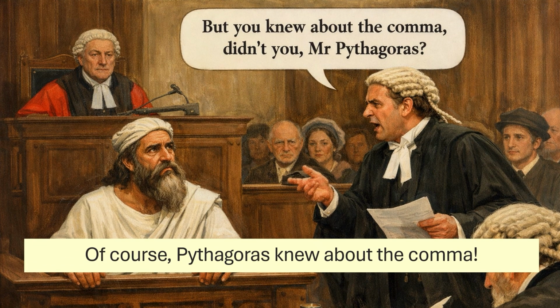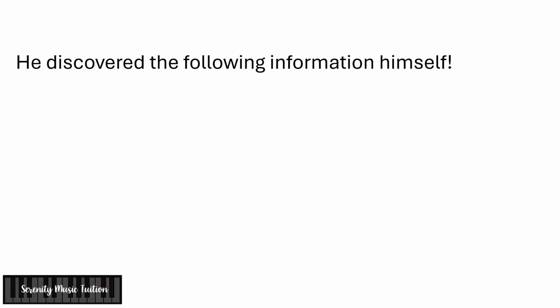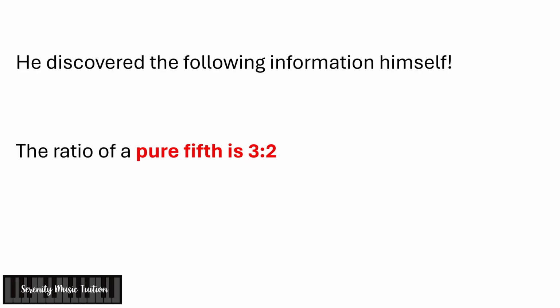But you knew about the comma, didn't you, Mr. Pythagoras? It's quite easy to work out that Pythagoras knew about the comma because he discovered the following information himself. The ratio of a pure fifth is 3 to 2. The ratio of an octave is 2 to 1.